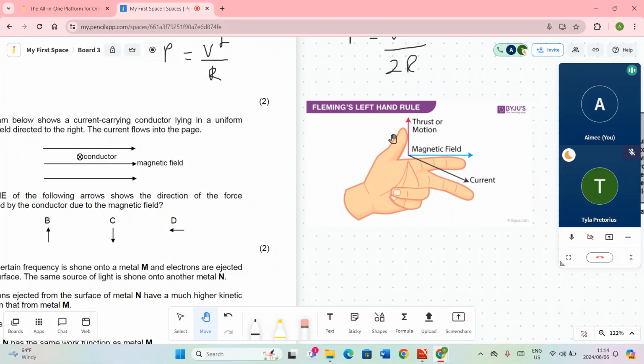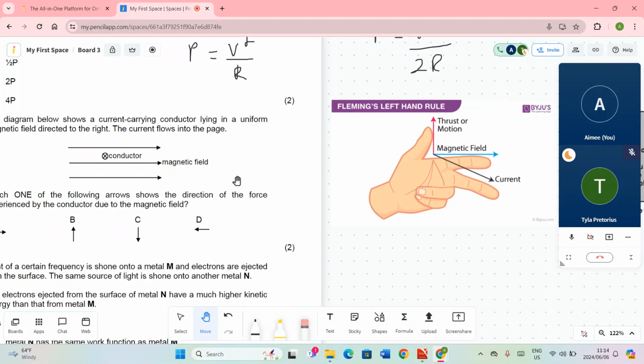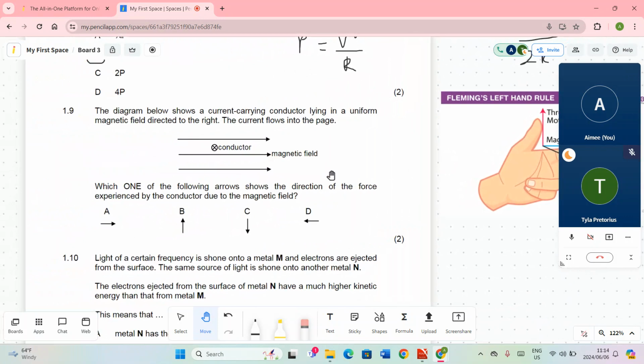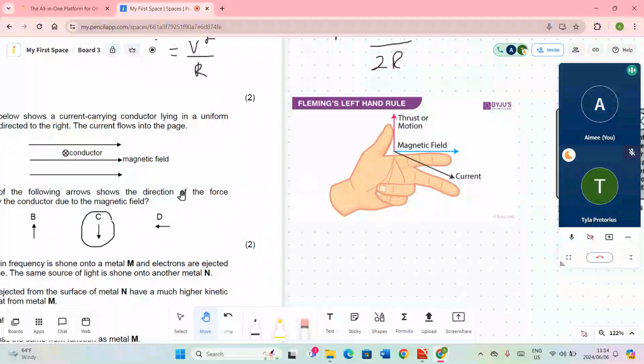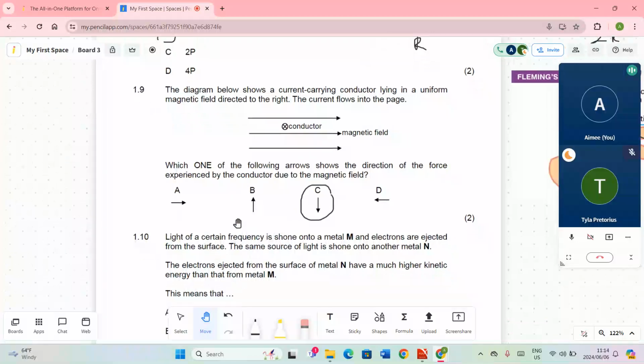And then your thumb will point in the direction of the force. Okay? I can't really show this to you right now, obviously, because this is an online session, but the answer is C. If you've done it correctly, the answer to 1.9 is C. Because if you've put your hand in the correct position, this finger should be pointing this way, this finger should be pointing into the page, and this thumb would then be pointing down. So your answer is C.